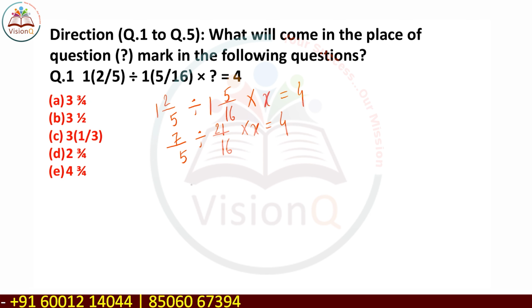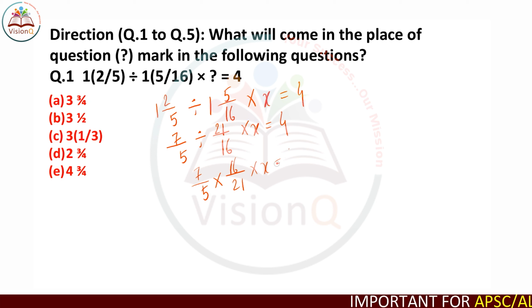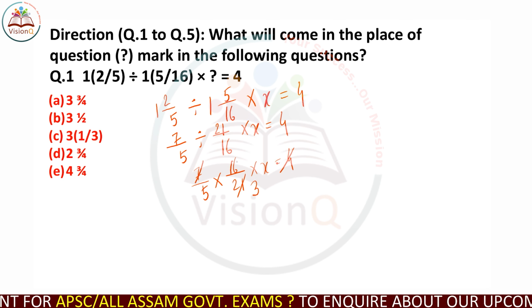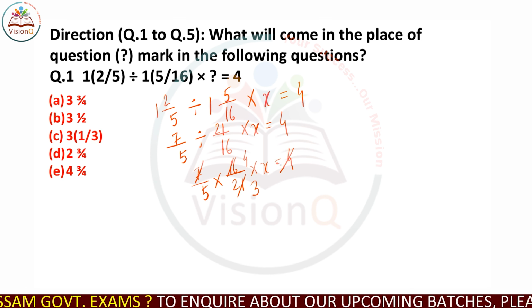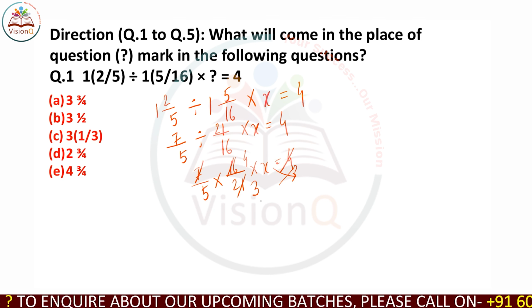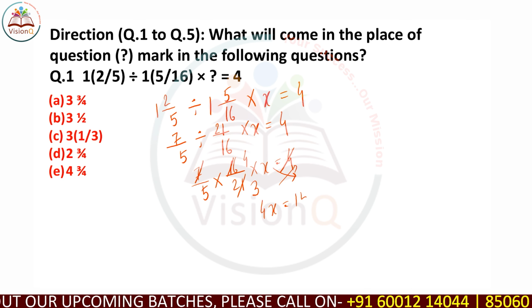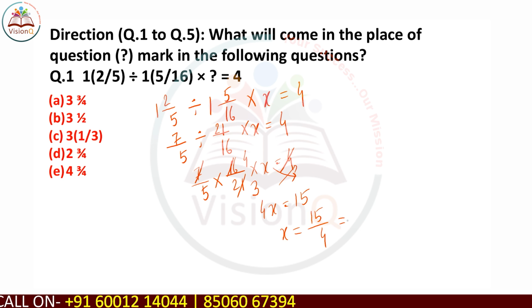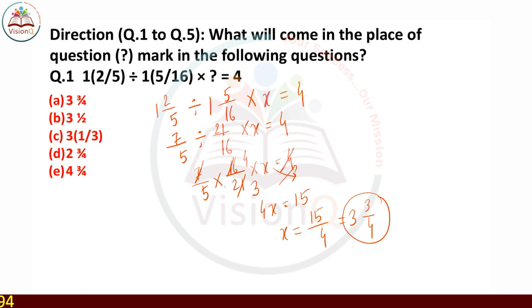If I convert this division to multiplication, it becomes the reciprocal, which is 16/21, into x is equal to 4. Now just cancel out the common parts on both the sides. 7 3s are 21 and 4 4s are 16. If I cross multiply after this step, I will get the value of 4x equal to 15. So x will be equal to 15/4, which will be equal to 3 3/4. The correct answer of question number 1 is option A, which is 3 3/4.